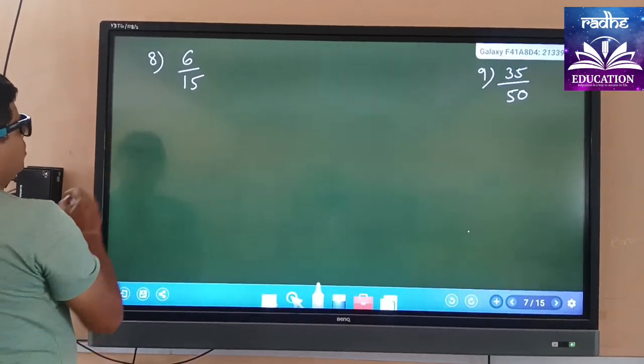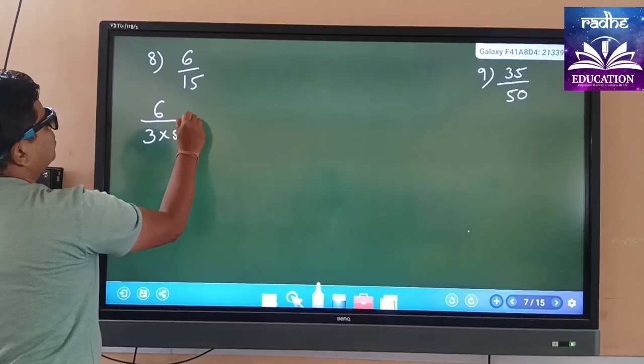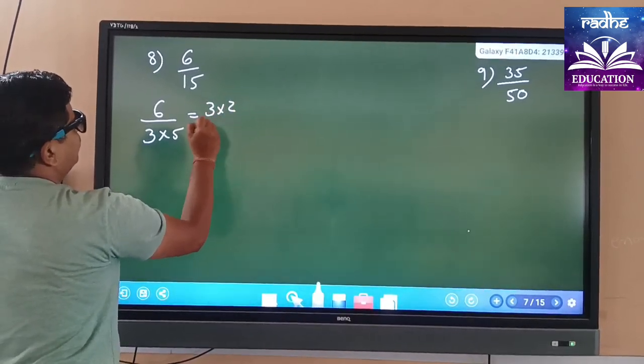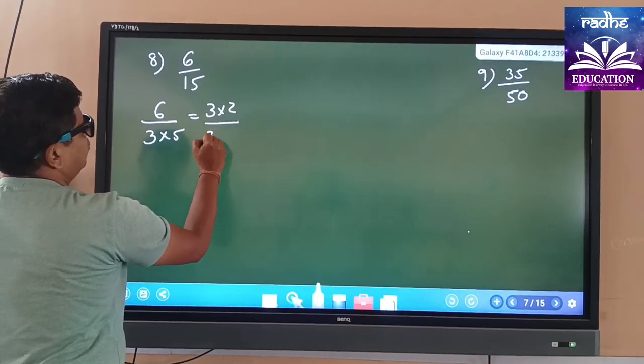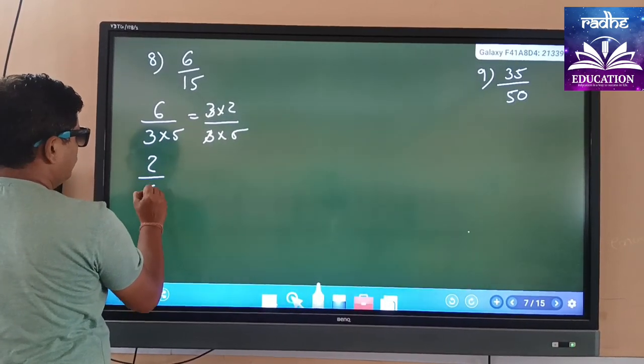6 divided by 15, so easy. 6 is 3 into 2 and 15 is 3 into 5, these are the factors. 3 is cancelled. We can write 2 divided by 5.